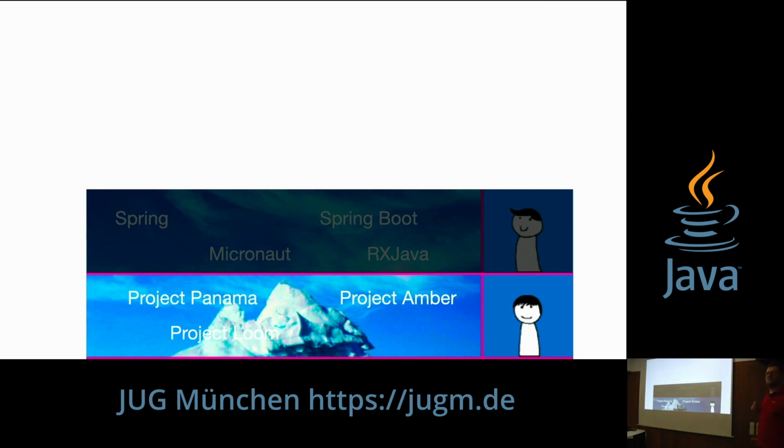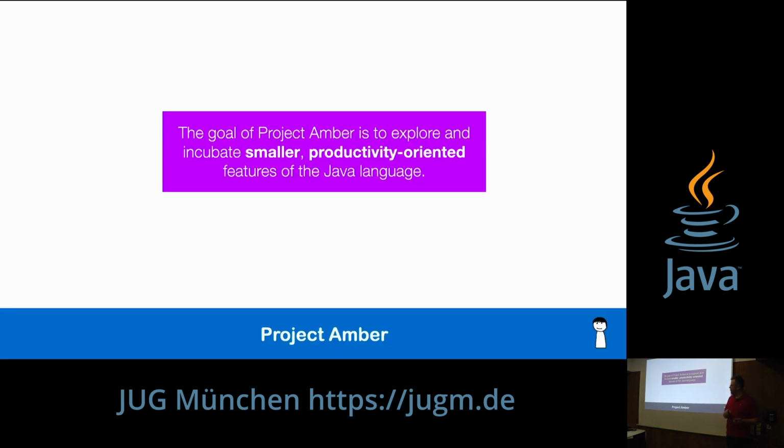Okay, so the question will be exactly the same. Who has heard of at least one of those projects? Okay, still most of the people. However, now we'll focus on each. The first one we'll be talking about is Project Amber. The goal of Project Amber is to explore and incubate smaller, productivity-oriented features of the Java language.